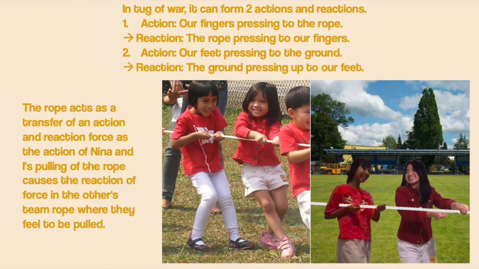In this picture, there are two forces that can be seen that contribute to Newton's third law, which are action and reaction forces. The rope acts as a transfer of these forces, as the action of Nina and I's pulling of the rope causes the reaction of force in the other team's rope where they feel to be pulled. In this act of tug of war, it can form two actions and reactions. Firstly, the action is our fingers pressing to the rope, and the reaction to that is the rope pressing to our fingers. Secondly, is our feet pressing to the ground, and the reaction to that is the ground pressing up to our feet.